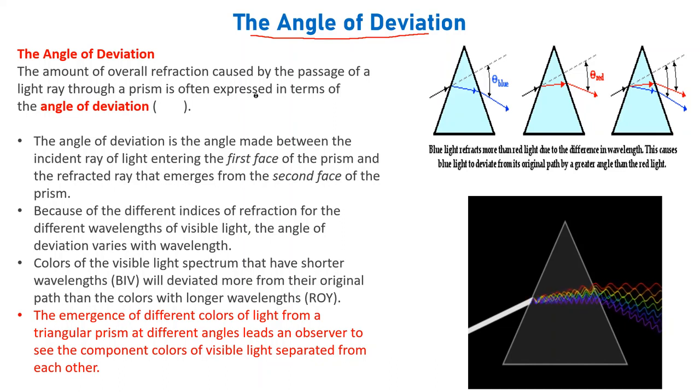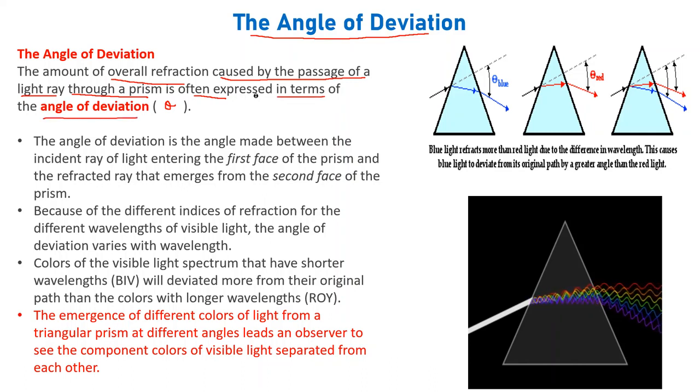Okay, fine. So this is actually a theta here. It has moved to that side. Okay, fine. The angle of deviation, let's see the definition first. The amount of overall refraction caused by the passage of the light ray through a prism is often expressed in terms of angle of deviation, right?